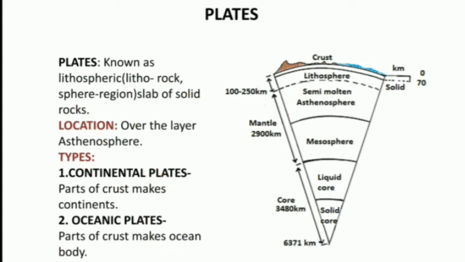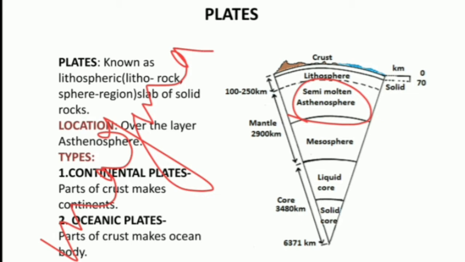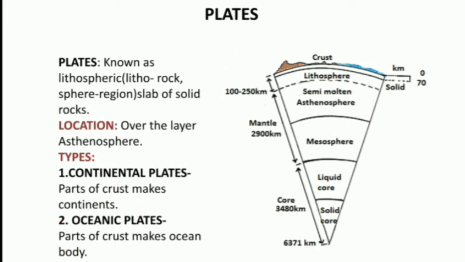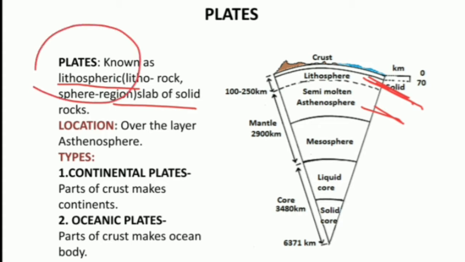Now, those semi-molten particles of asthenosphere are mainly known as magma. During different kinds of volcanic eruptions, those magmas come out and form different kinds of landforms over our earth crust. I have already mentioned that we have this lithosphere layer over the layer asthenosphere, and this lithosphere contains different kinds of lithospheric slabs or rock slabs. These lithospheric slabs are mainly known as plates.